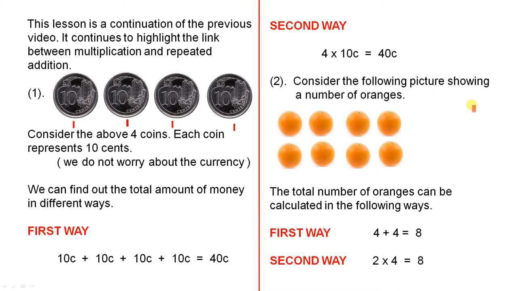Example 2. Consider the following picture showing a number of oranges. The total number of oranges can be calculated in the following ways. Firstly, we can say 4 plus 4 equals 8. That is, see that row of 4 there, plus another row of 4 there, that gives us 8. Using multiplication, the second way is 2 times 4. That is, 2 rows of 4 gives us 8.